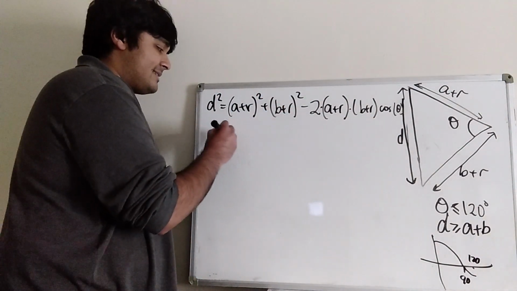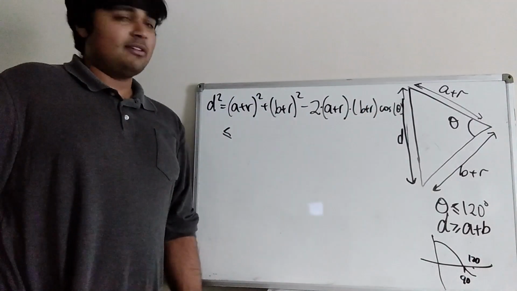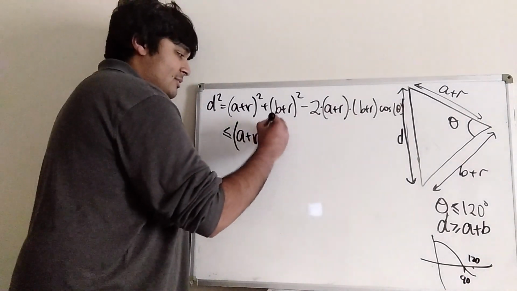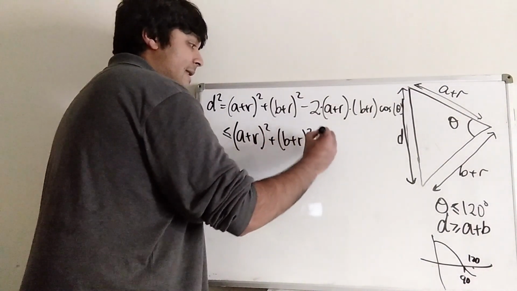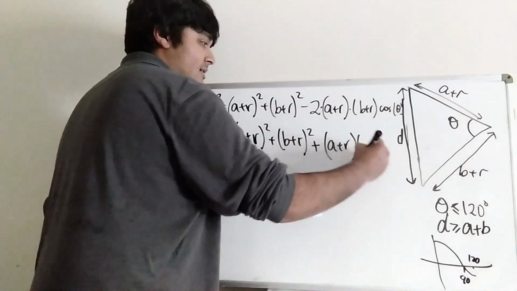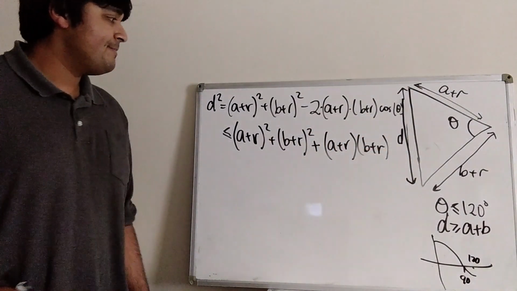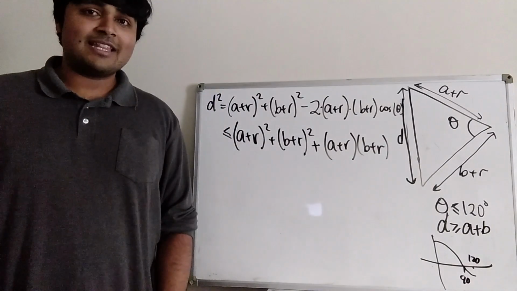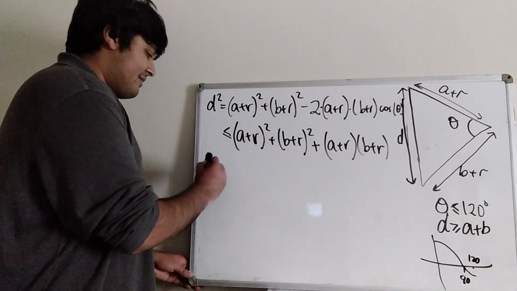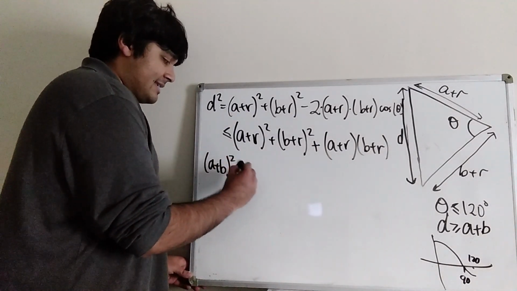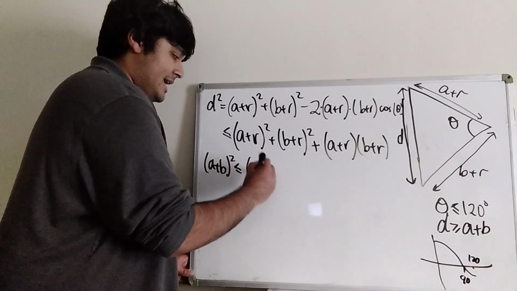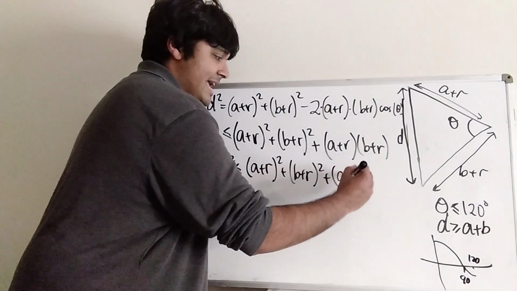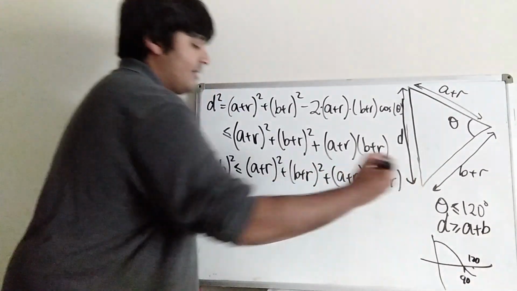So in particular, it's going to be less than or equal to the maximal case where cosine of theta times minus 2 is positive 1. So d squared is less than or equal to (a plus r) squared plus (b plus r) squared plus (a plus r)(b plus r). But remember, d is bigger than or equal to a plus b, so we know that d squared is bigger than or equal to (a plus b) squared, so that (a plus b) squared is less than or equal to (a plus r) squared plus (b plus r) squared plus (a plus r)(b plus r), like so.